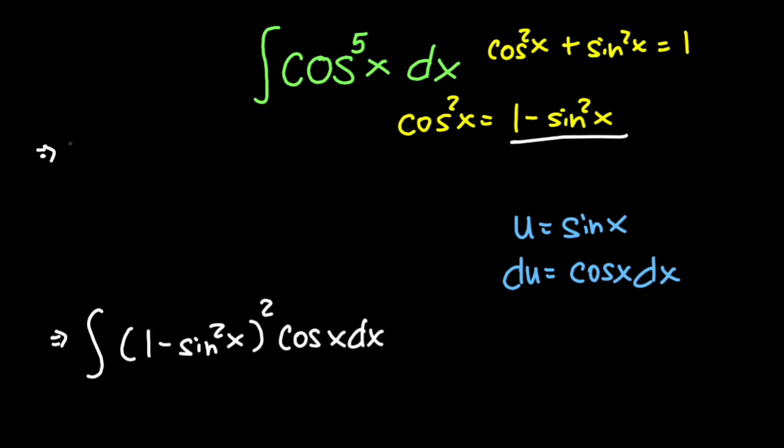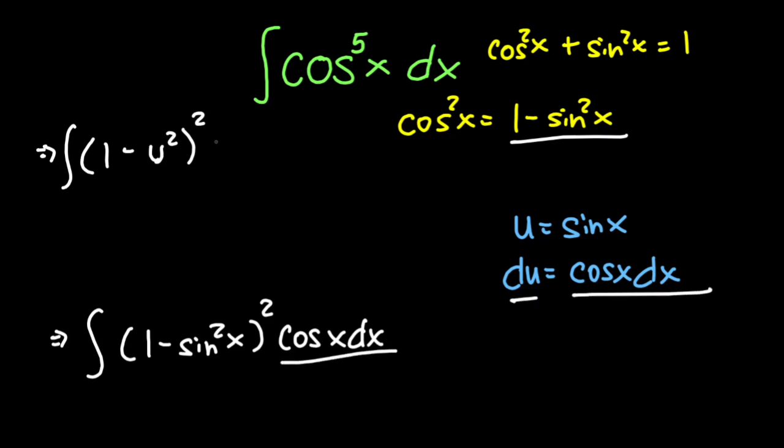So, let us substitute all our values. This would be the integral of 1 minus sine squared of x, which is u squared, raised to the power of 2. As you can see here, cosine x dx is the same as du, so just put du in here.